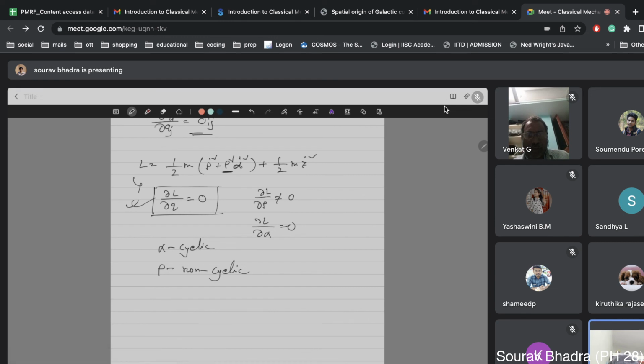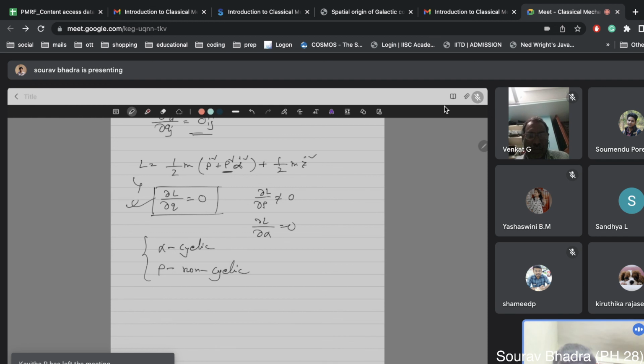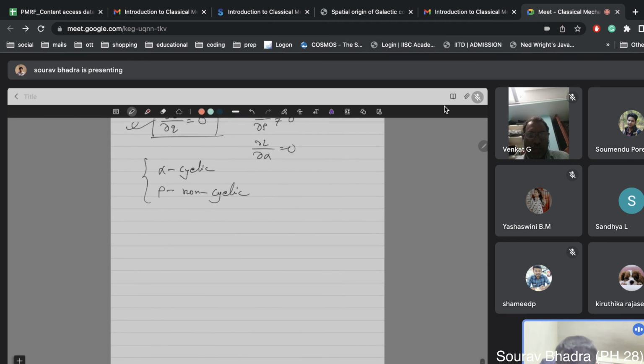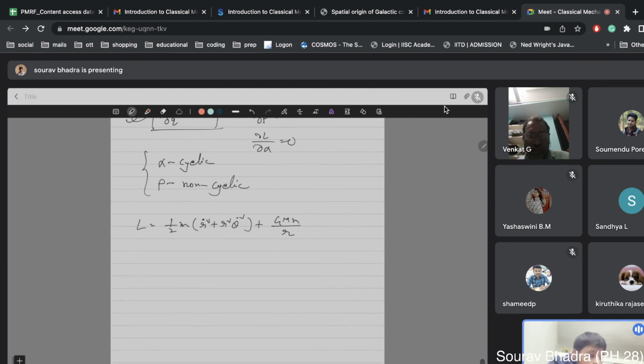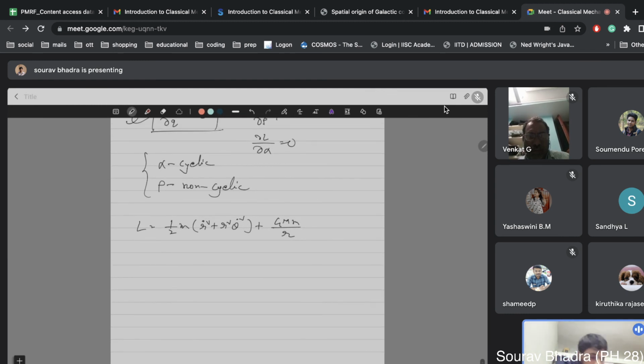So this was question number 3. Now question number 4. Question number 4 says a Lagrangian is given, r dot square plus r square theta dot square plus G M m by r. It is given, and we need the value of the conserved momentum.